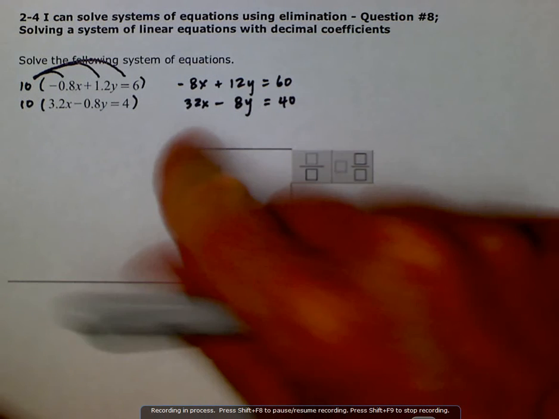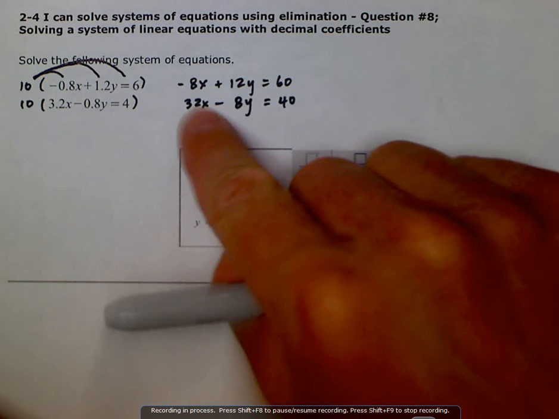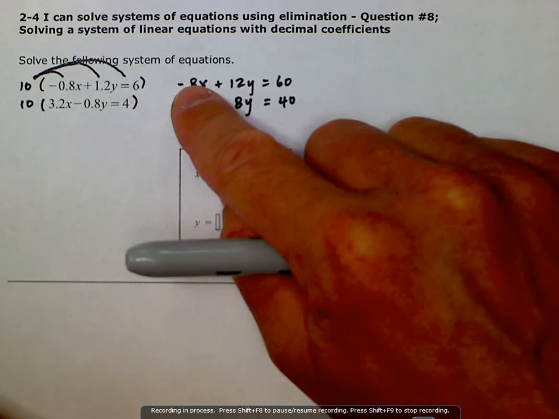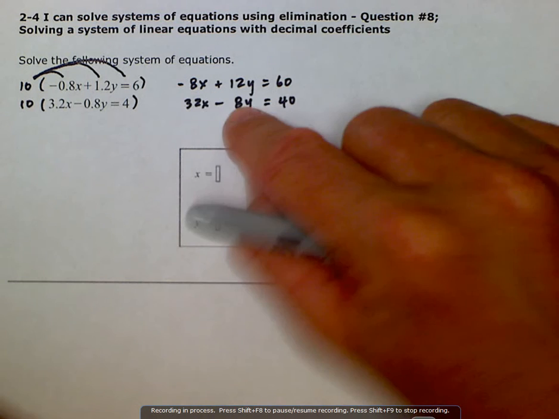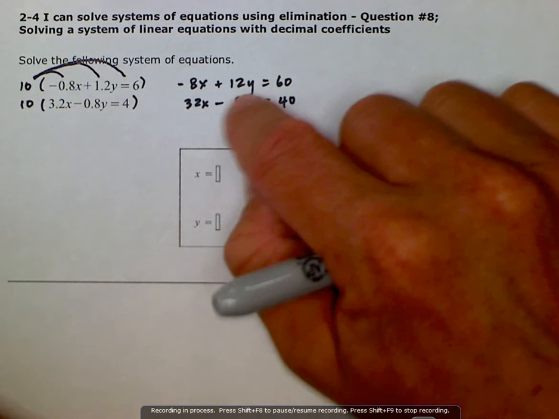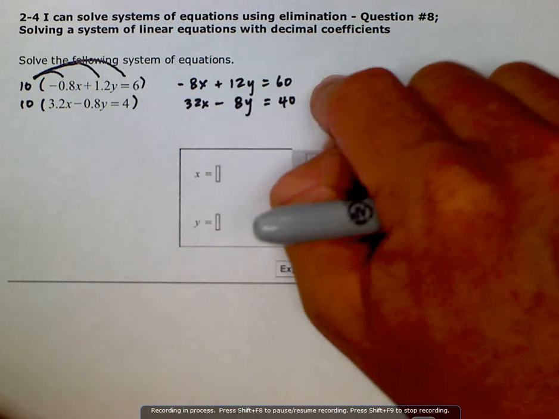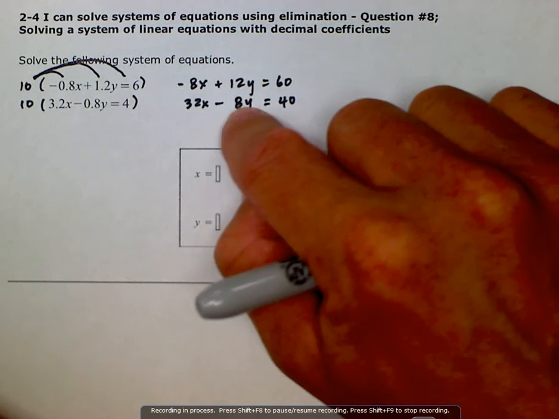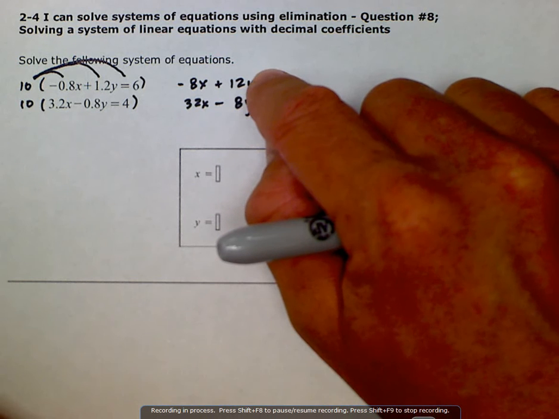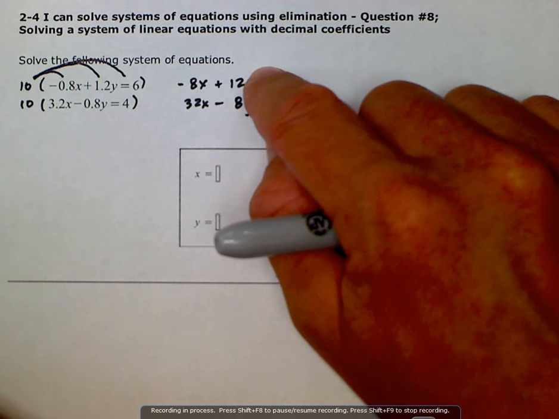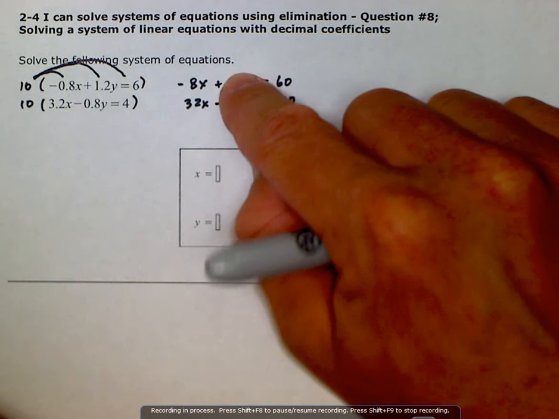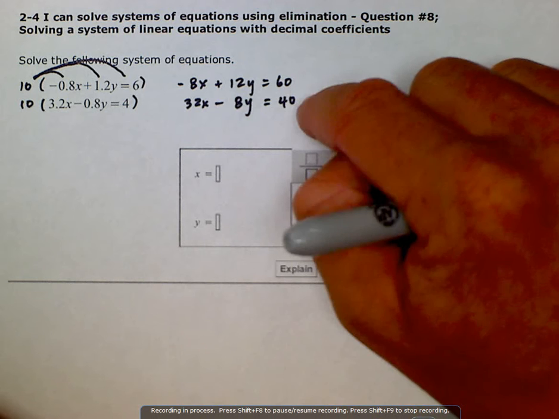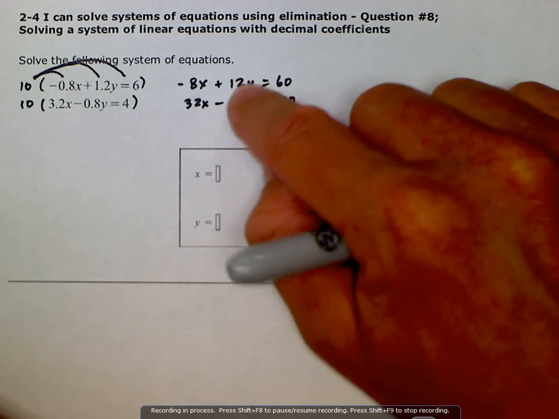Remember, all we need in order to solve by elimination is the same coefficient in front of the same variable. I look here, 8 and 32, not the same, 12 and 8, not the same. I can change the y's to look the same, but I would need to manipulate both of the equations. These both go into 24, so I could multiply the top by 2 and the bottom by 4, and we get 24y in front of both.